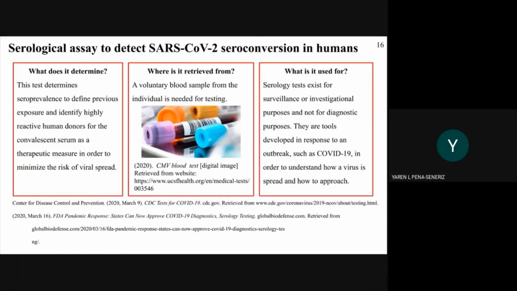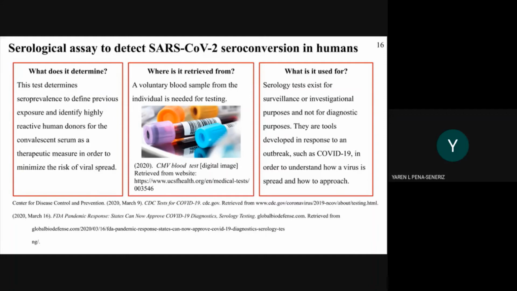First off, in immunology, seroconversion is the time period during which a specific antibody develops and becomes detectable in the blood. Serological assays help determine the seroprevalence, which is the level of a pathogen in a given population that is measured in blood serum, and this helps to define previous exposure and to identify highly reactive human donors for the convalescent serum in order to minimize the risk of viral spread.